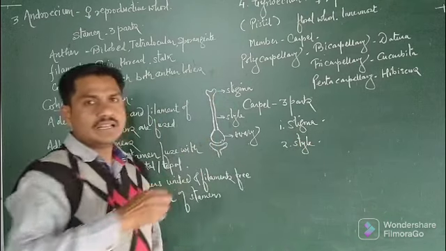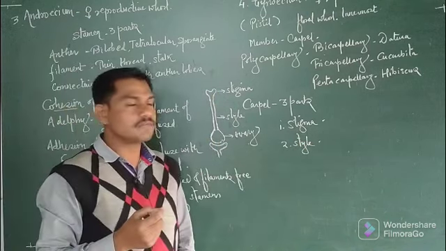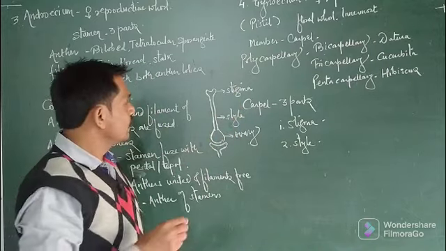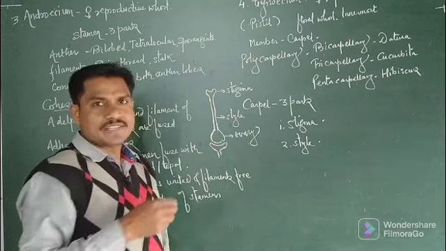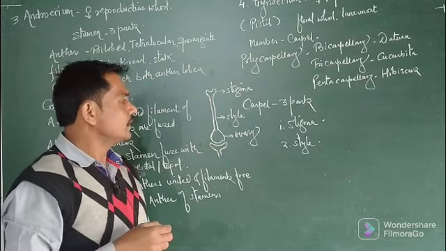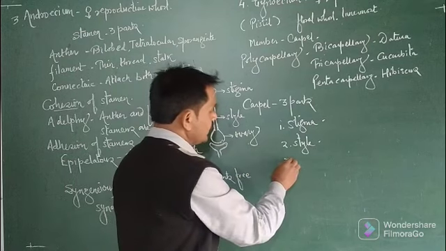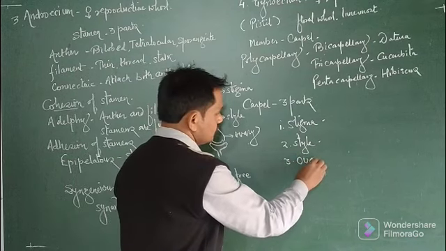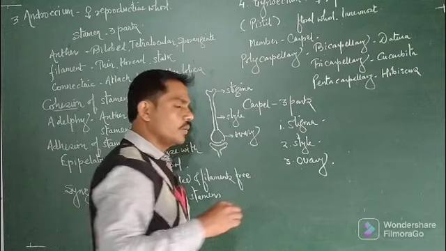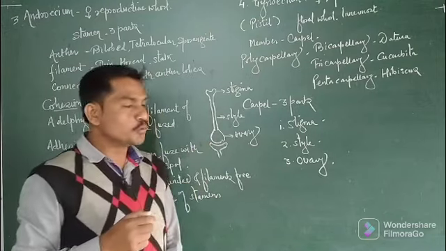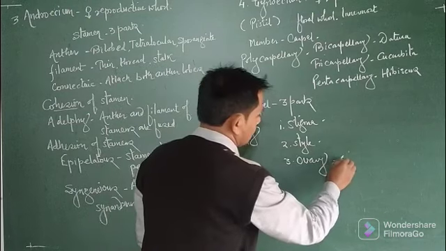Style is a middle elongated thread-like structure which connects the stigma with the ovary. It also provides the passage for the entry of the pollen tube during the fertilization process. And the third part is the ovary. Ovary is a basal solan part which produces the ovules.